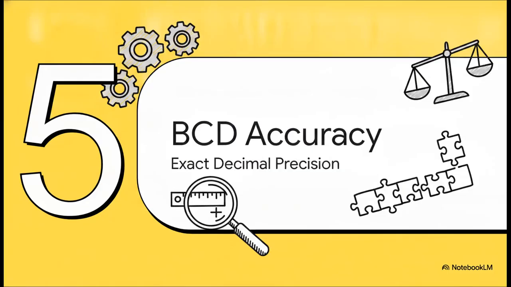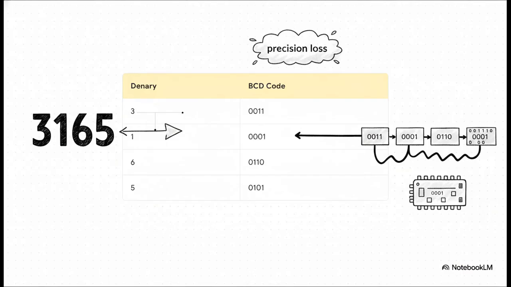But let's move on to part 5, BCD for exact accuracy. Now, while hex is a fantastic shortcut for humans, some applications in the real world demand absolute, perfect exactness. And here's the thing, when you convert really large decimal numbers into binary, you can actually lose a tiny fraction of precision. To solve this, we use something called binary coded decimal, or BCD for short.